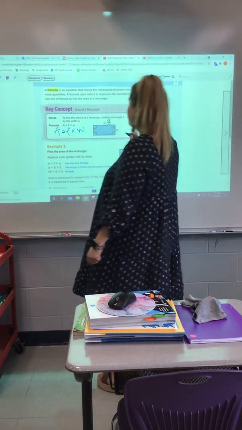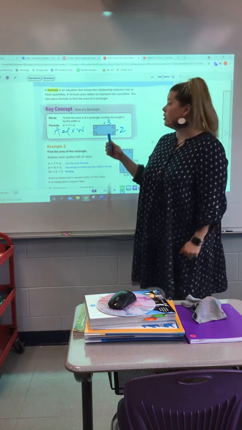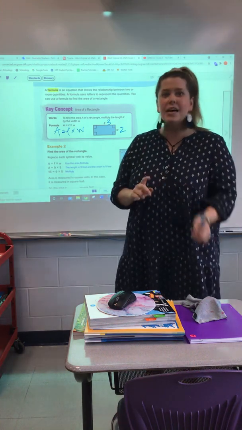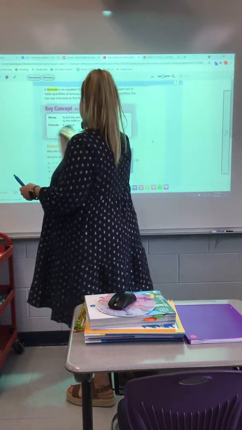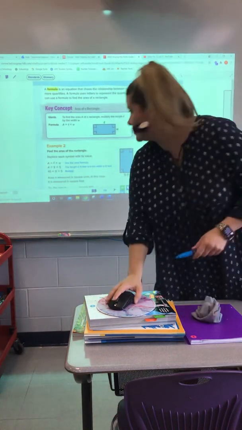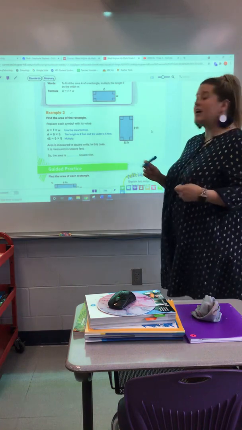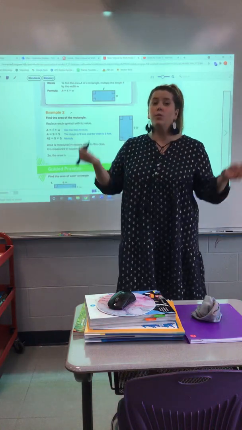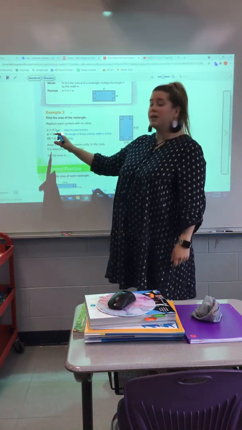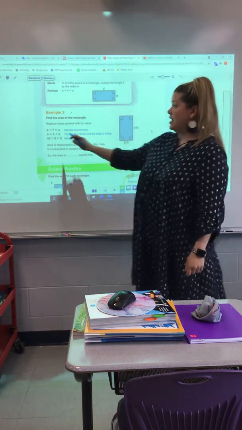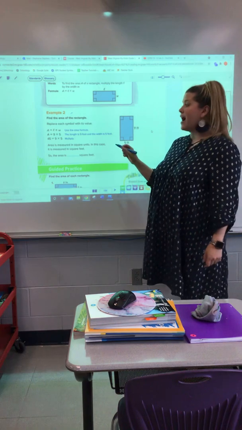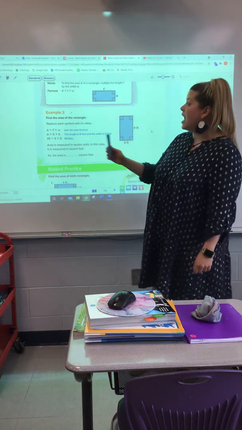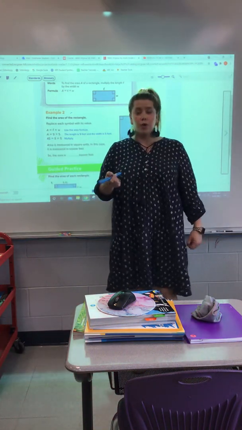So if I put a 3 for the length and a 2 for the width, in order to figure out the area of that, I would do 3 times 2. And that's all a formula is, it tells me what numbers to plug in. Okay? All right, let's now look at example 2. It says find the area of the rectangle. Replace each symbol with its value. First we would use the area formula, which is length times width. Then I'm going to plug the numbers in. What's the length of my shape? 9 times width, which is 5. So that means my problem would be 9 times 5. To figure out the area, I would multiply those two numbers, and then my answer is 45.